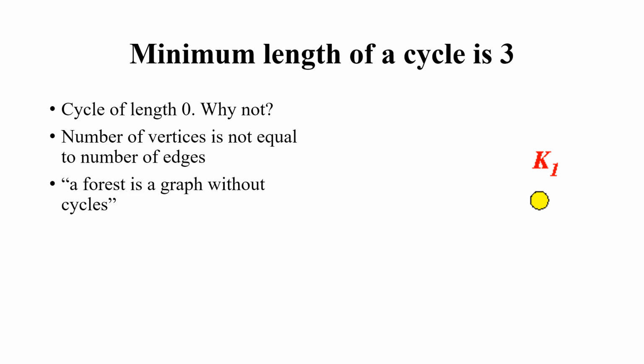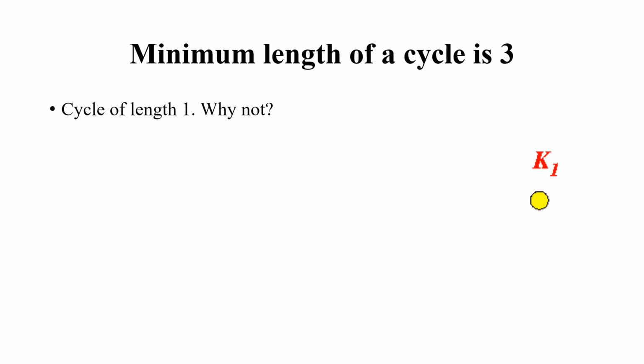And another thing is there is a definition of forests. A forest is a graph without cycles, and a forest can contain isolated vertices like this. So in that case, if we define an isolated vertex to be a cycle of length 0, then the definition of forest gets violated. So it is not possible.